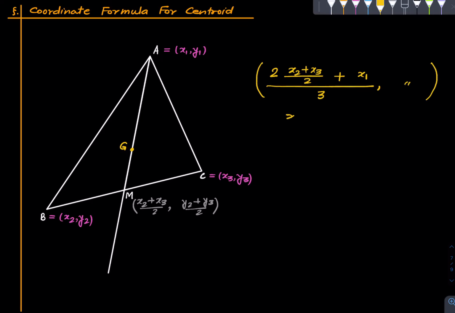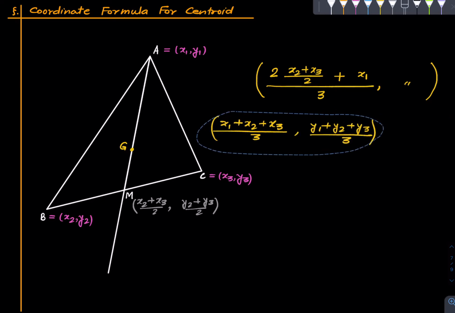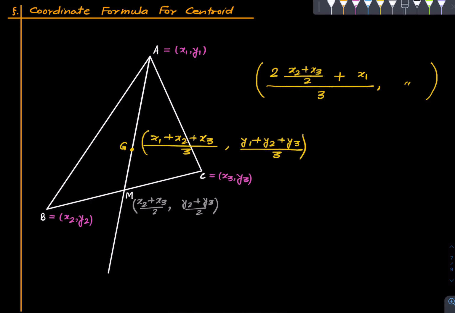So what is the x coordinate? The x coordinate turns out to be (x1 plus x2 plus x3) by 3, and similarly the y coordinate will turn out to be that. So that's a very nice formula. This is what we get. These are the coordinates of the centroid. Okay, we can remember that.